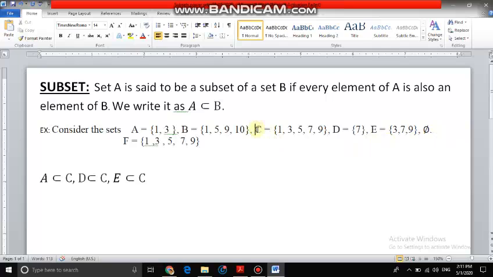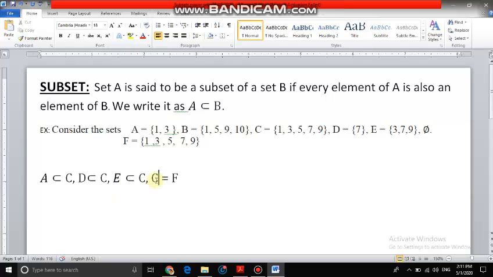So can I say C is a subset of F, because every element of C is also an element of F? Or I can say F is also a subset of C, because every element of F is also an element of C. So F is a subset of C and C is a subset of F. If this happens, that means if two sets are subsets of one another, then both the sets must be equal to one another. C must be equal to F.